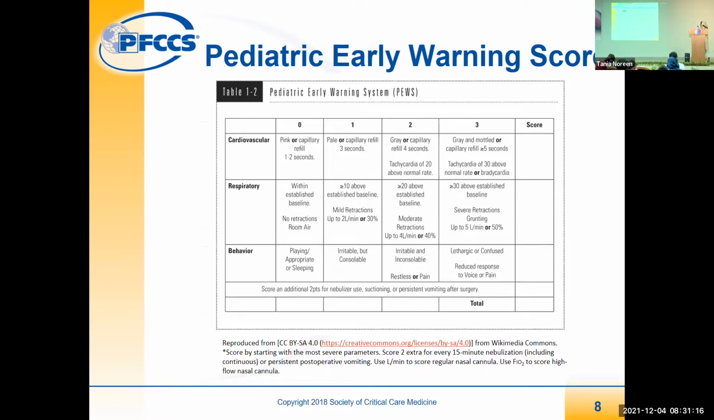In the behavior, you will check if the patient is behaving appropriately, score is 0. In the score of 1, patient will be irritable, but he will be consolable. With the score of 2, patient will be irritable, unconsolable, and he could be restless or in pain. For the score of 3, patient will be lethargic, confused, with reduced response to voice and pain. So this will be the score of 3.